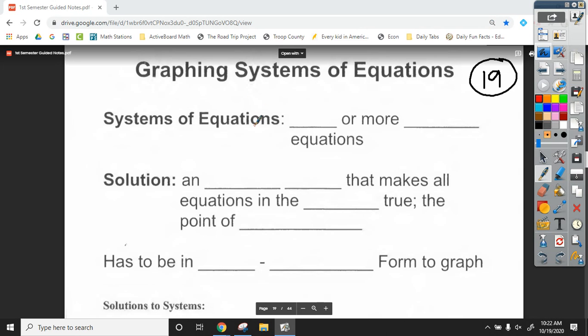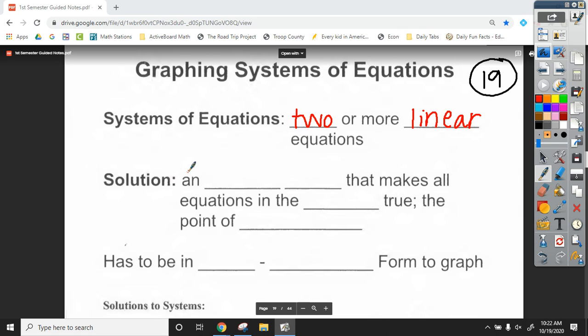Okay, so a system of equations is just going to be two or more equations, and they're going to be linear, which means it's a straight line. And we just talked about where the solution is. The solution is always going to be where it overlaps.